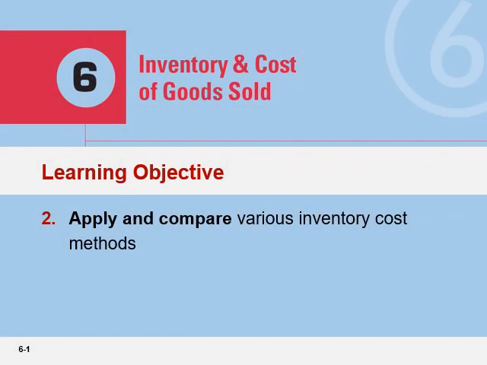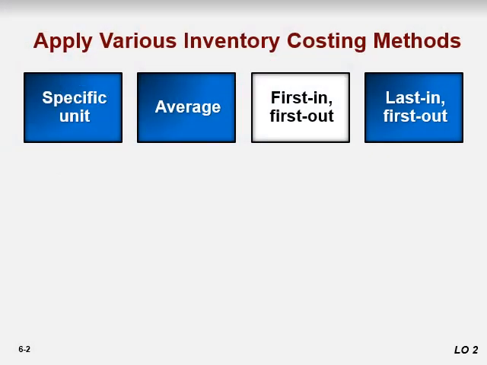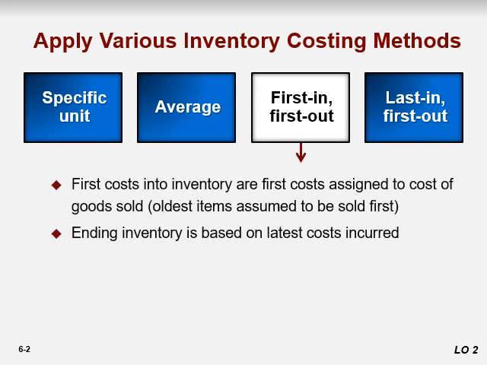And now we talk about first in first out. What does it mean? It means the unit that we bought first will be sold first. So first costs into the inventory are first costs assigned to the cost of goods sold. Ending inventory is based on the latest costs incurred.